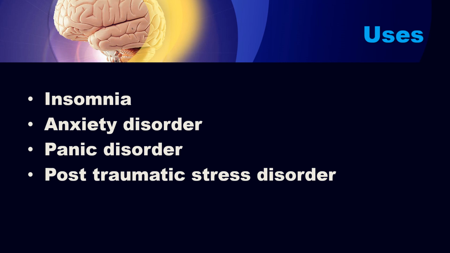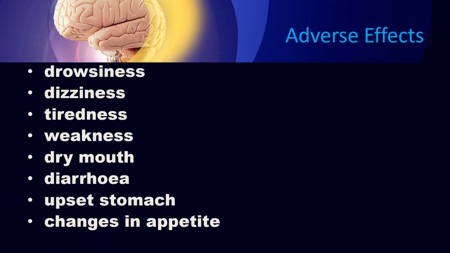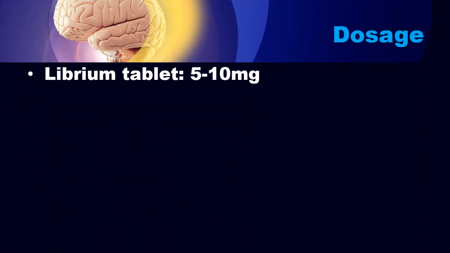Uses. It's used to treat insomnia, anxiety disorder, panic disorder, post-traumatic stress disorder. Adverse effects. The adverse effects of this drug are that it causes drowsiness, dizziness, tiredness, weakness, dry mouth, diarrhea, upset stomach and change in the appetite. Dosage. Librium tablet 5 to 10 mg.